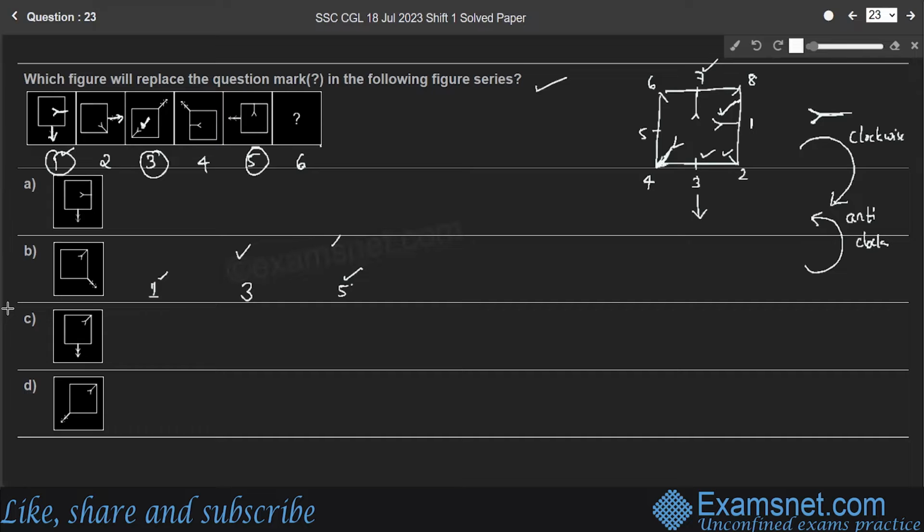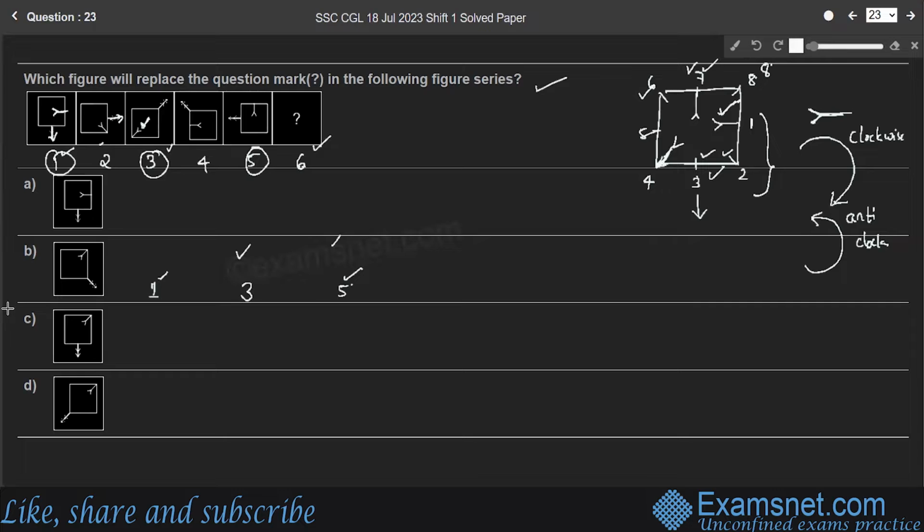The positions are, first it was the third position, and in the third figure it is the 8th position. That means after skipping 2 positions, it goes to the next position in the anti-clockwise direction. In the 5th figure, it skips 2 positions and directly goes to the 5th position. This is the rule. The same rule is applicable for the second, 4th, and 6th figures also.